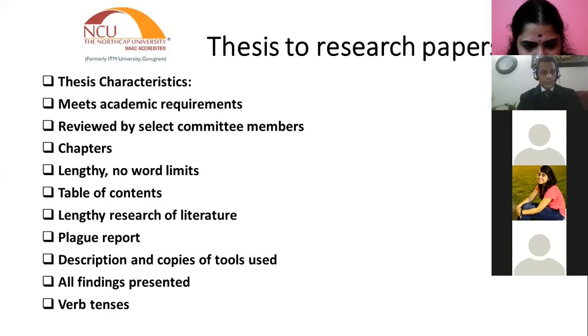And then the chapters. The chapters are nothing but the outcome of your research objectives, which are written in the form of chapters. Lengthy, no word limits, table of contents, lengthy review of literature, plagiarism report, description and copies of tools used, all findings presented in proper sentences and grammar. All these things are important components of a PhD research thesis. And moreover, it is a document varying from 200 pages, even more than that, 300, 400 pages, depending upon the nature of the thesis and number of chapters in the thesis.